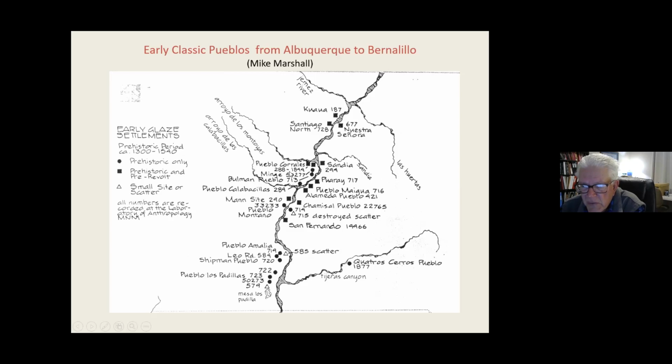I've done ceramics from, well, from several of these in here. They're not all on this map, but this is a very good rendition of the prehistoric and pre-revolt sites of the major ones that we know about along the Rio Grande. I've also analyzed ceramics from Tijeras Pueblo, which is off the map here.